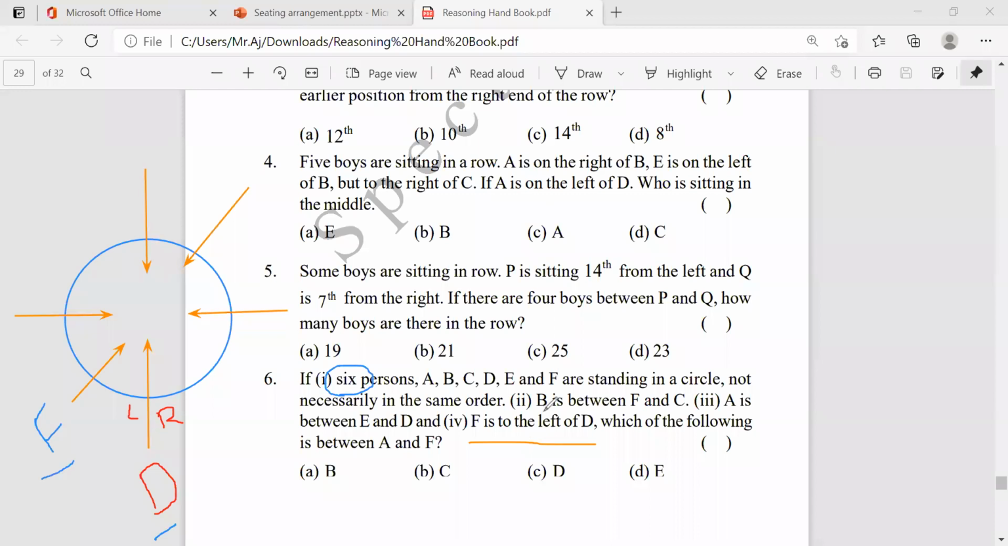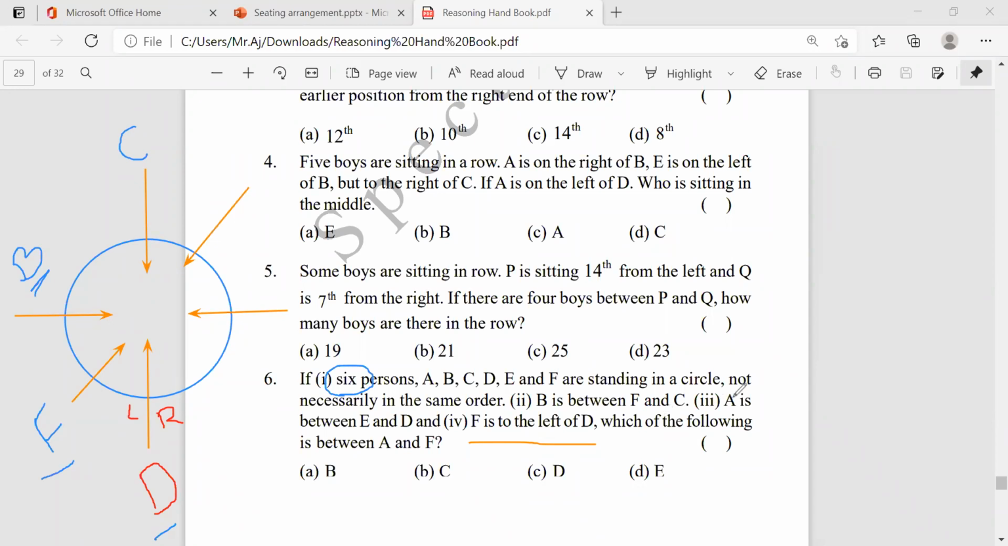And if you just see here what they're saying, first one, B is between F and C. So between means in the middle B will be there. On both sides, one side is F, one side will be C, right? So on one side we got that F is there. So another side will be C and here it is B. Is it clear now? B is in between F and C.